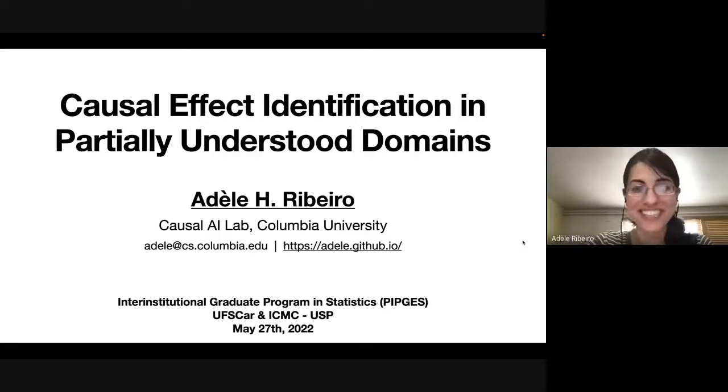Thank you for the invitation. It's really a pleasure to be here. So today I'm going to speak about causal effect identification in partially understood domains. This is my work as a postdoc in the Causal Artificial Intelligence Lab at Columbia University. If you want to know a little bit more about my work, this is my webpage.